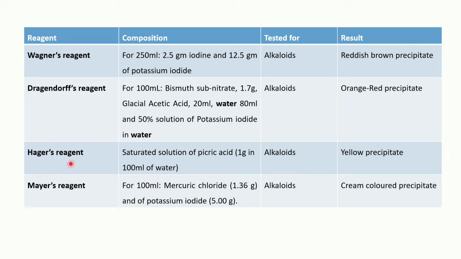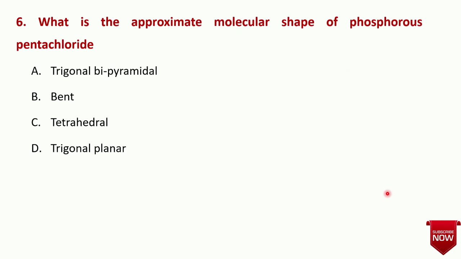In the case of Hager's reagent, it is prepared as 1 gram in 100 ml of water of picric acid, a saturated solution of picric acid. It is used to test alkaloids and gives a yellow color. That is the previous question we observed. And Mayer's reagent, for a 100 ml preparation, we take 1.36 grams of mercuric chloride and 5 grams of potassium iodide, used to detect alkaloids, and it gives a cream colored precipitate.